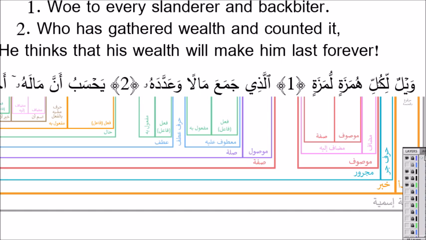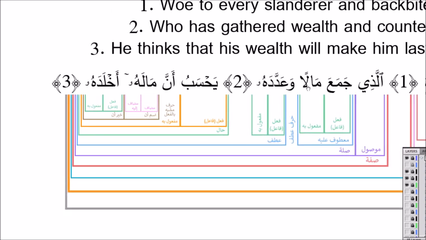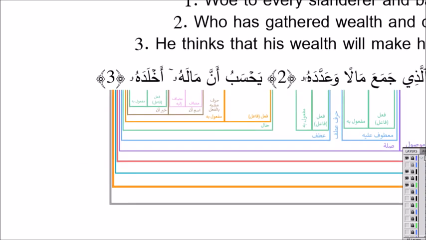Inside that we have an idafa structure, possessive phrase, mudaf and mudaf ilayhi, and inside the mudaf ilayhi we have an adjectival phrase, mawsuf and sifa. Then inside the first sifa we have a relative pronoun and a relative clause. The relative clause consists of 2 sentences joined by a conjunction. Inside the first sentence we have a verbal sentence with the verb and the subject and the object, and then inside the second sentence we have a verb and a subject, and then an object, and then a state.